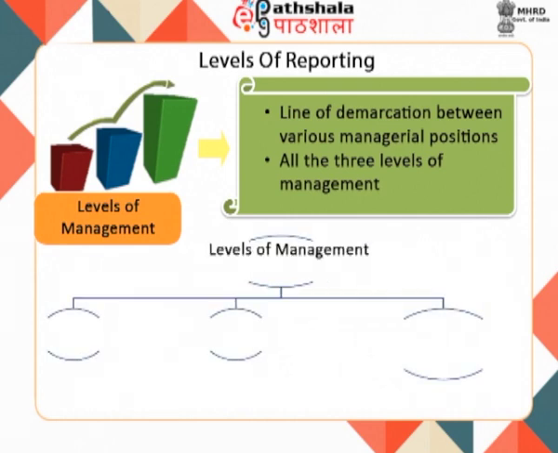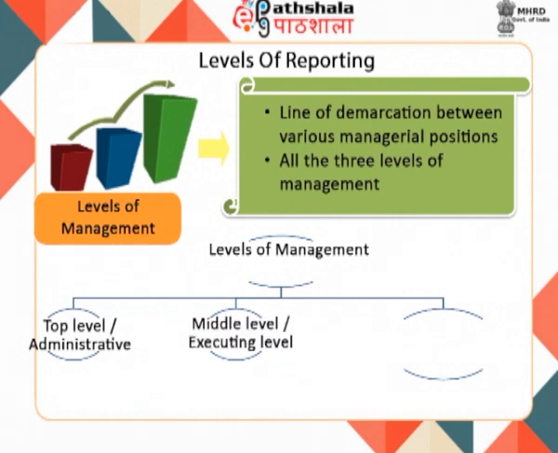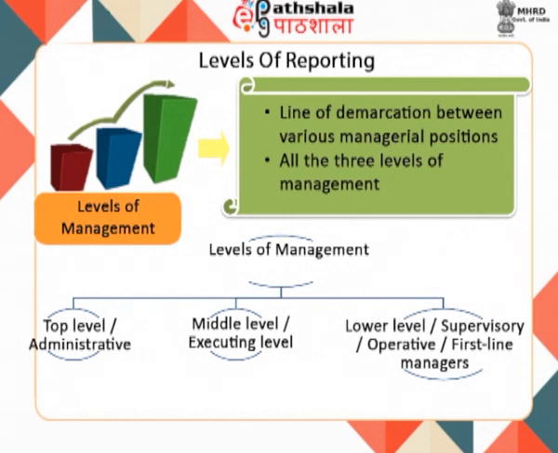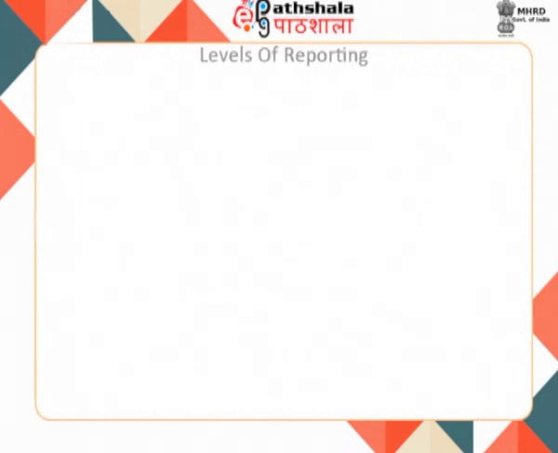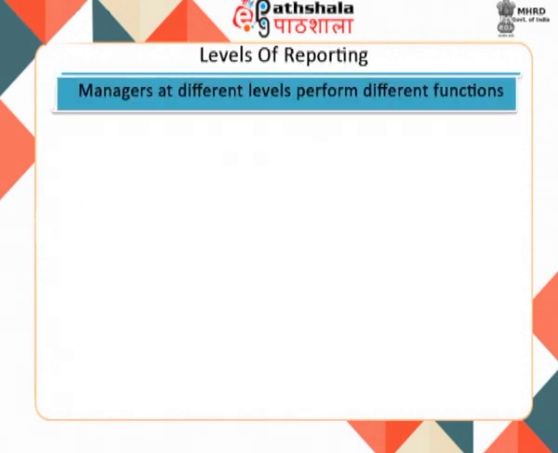The levels of management can be classified in three broad categories. Number 1, top level or administrative level. Number 2, middle level or executing level. Number 3, lower level or supervisory or operative or first line managers level. Managers at all these levels perform different functions.